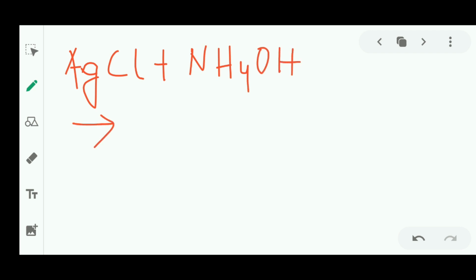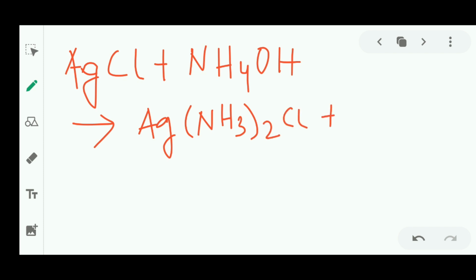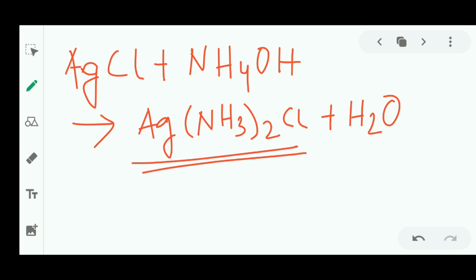Then a complex salt is produced, that is Ag(NH3)2Cl, and water, and that salt can dissolve in water. So that's why we get a clear solution. This salt is named diamine silver chloride. So this is how you can identify HCl as well.